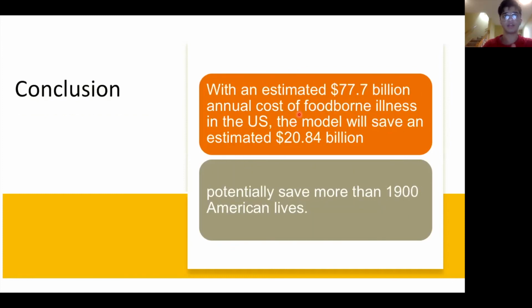The model brings down the cost of an outbreak by 27%. With an estimated $77.7 billion annual cost of foodborne illnesses in the United States, the model will save an estimated $20.84 billion and potentially will save more than 1,900 American lives. We strongly recommend to use the model in surveillance of foodborne illnesses.